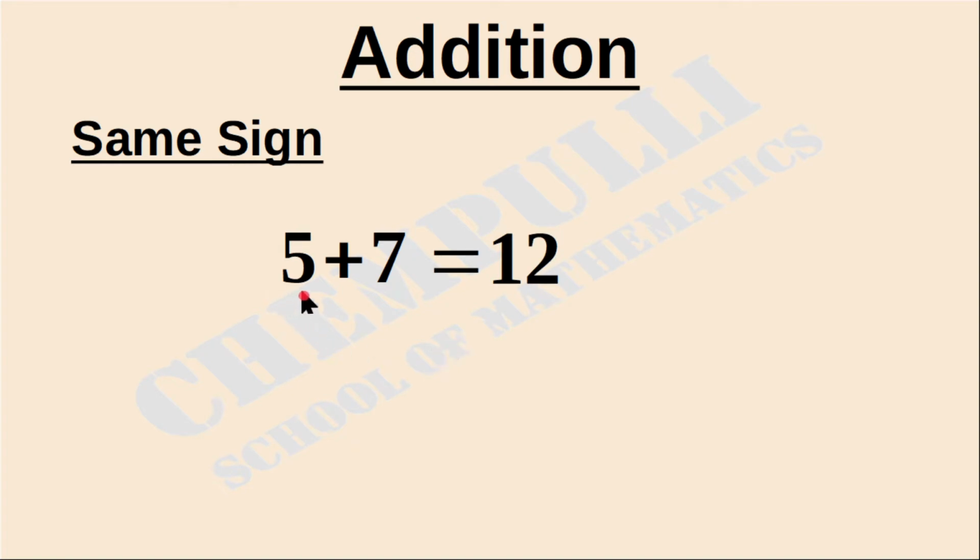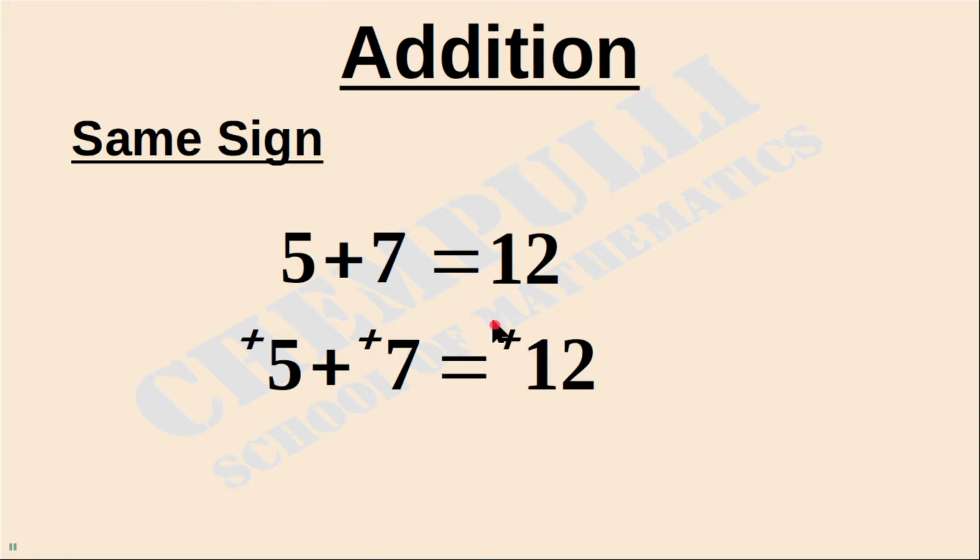Now you can check what is the sign of this 5. Only 5 means it is a positive 5. So only 7 means it is a positive 7. That means we can write like this: positive 5 plus positive 7. Here we got what is the answer? It's only 12. Only 12 means positive 12. That answer is equal to positive 12.